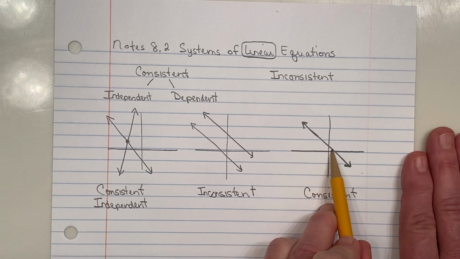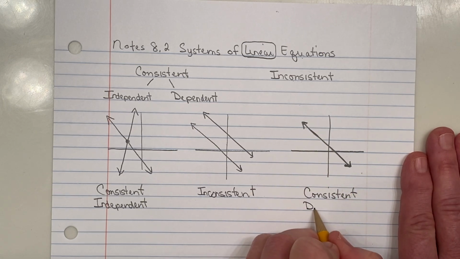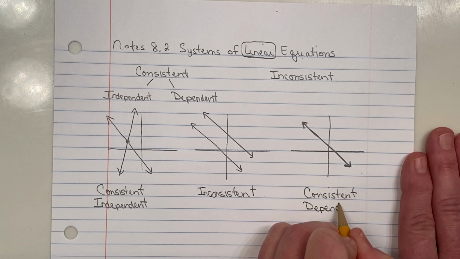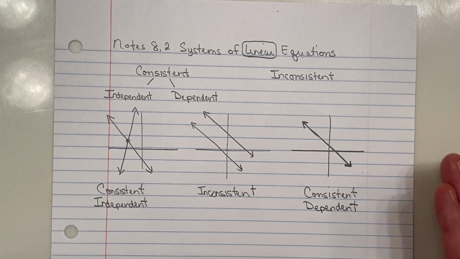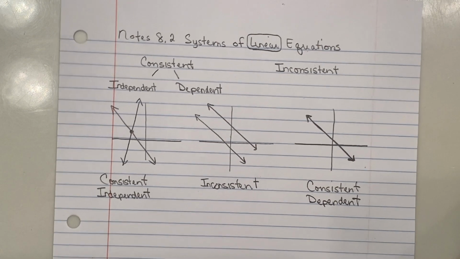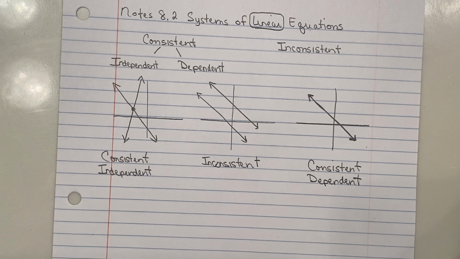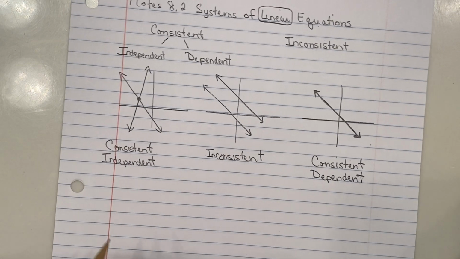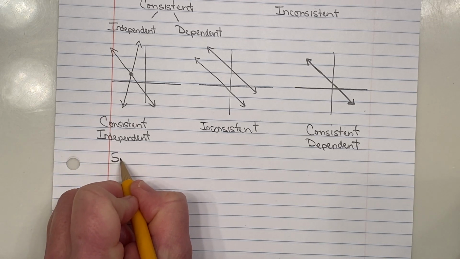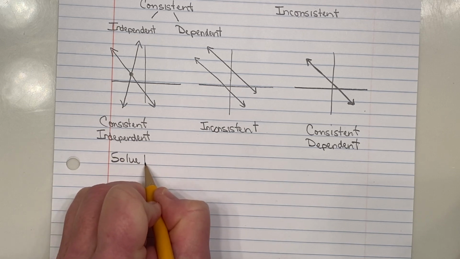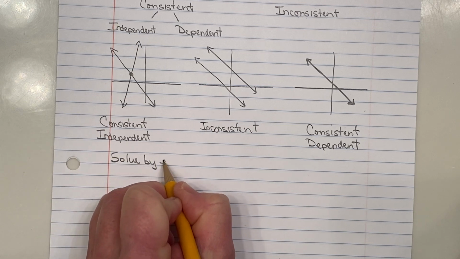Now looking at this consistent system, we see that we have the same line, so we call this a dependent consistent system. So as we go through and solve systems of linear equations by using a new method, we're going to go ahead and describe further what type of system we have. All right, so in this lesson, we're also going to be looking at a new method for solving a system of linear equations. We're going to solve by the elimination method.